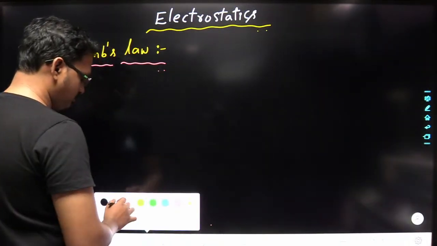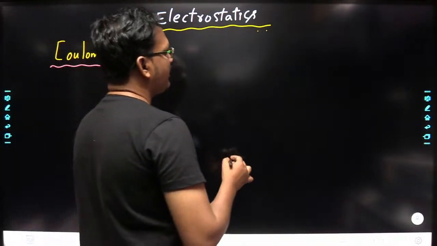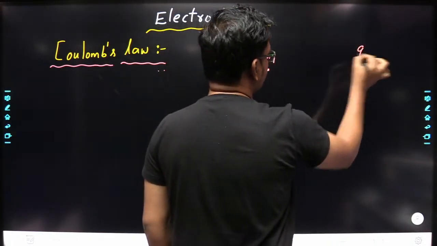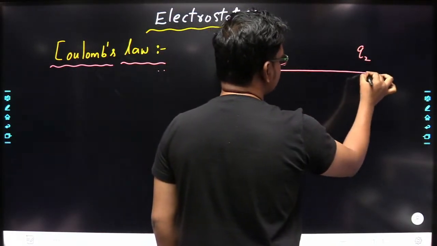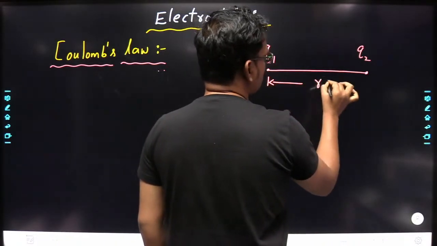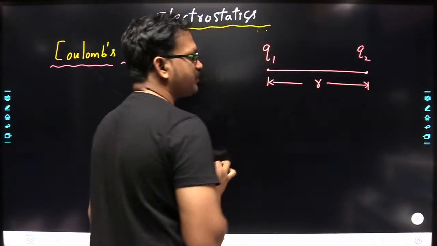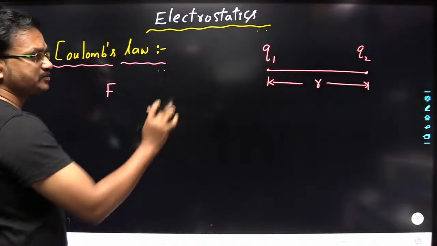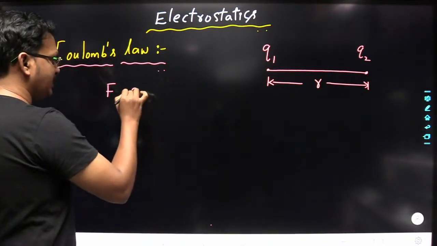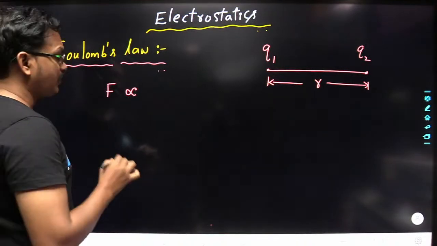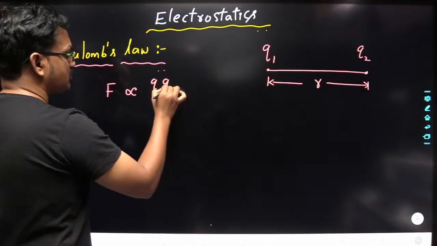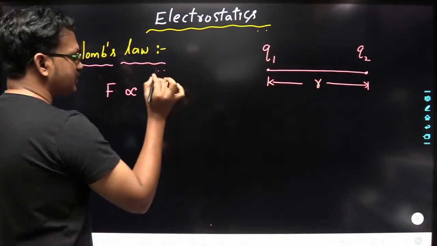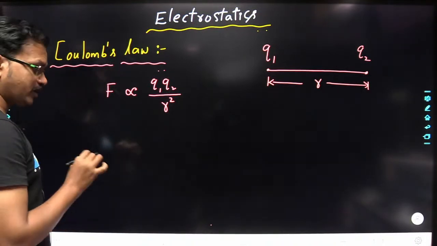Now, what Coulomb is saying here is, whenever you have 2 point charges that are separated by a distance r, then the force between those 2 point charges is directly proportional to the product of the charges, and is inversely proportional to what here? The square of the distance between them.